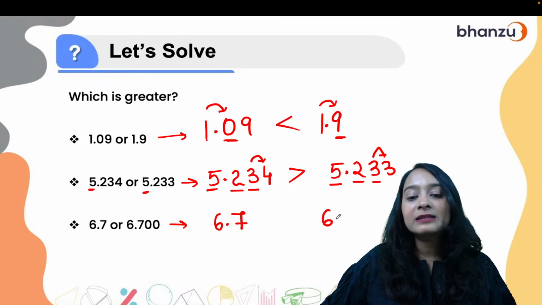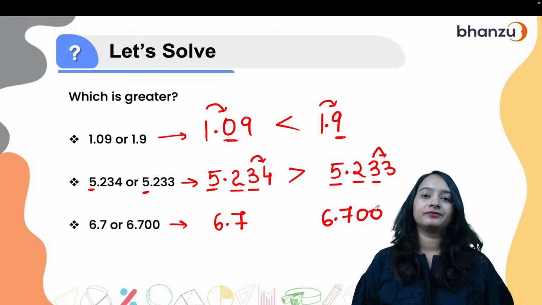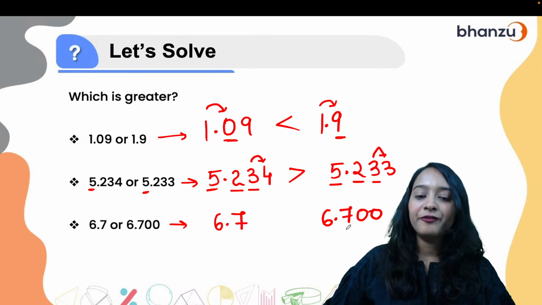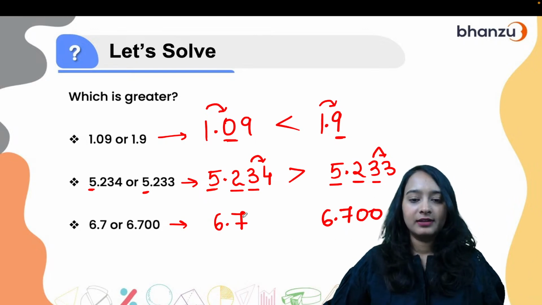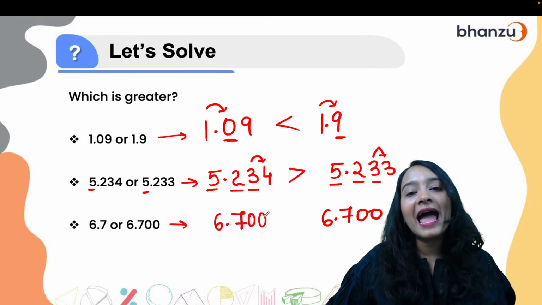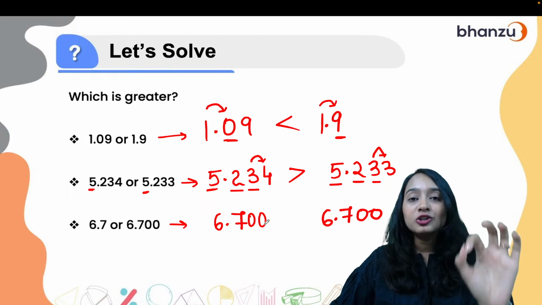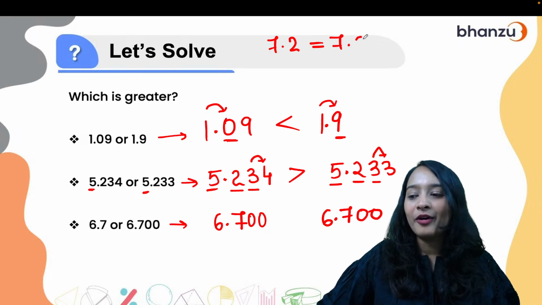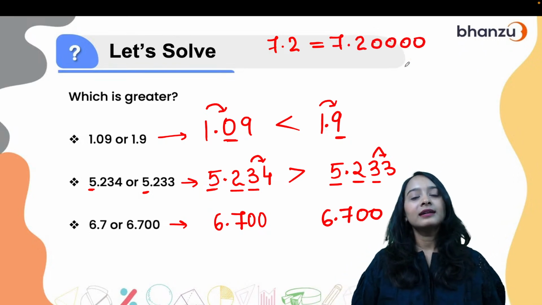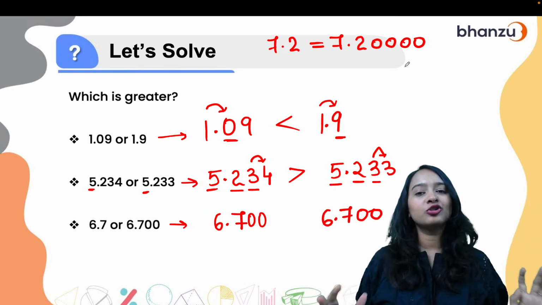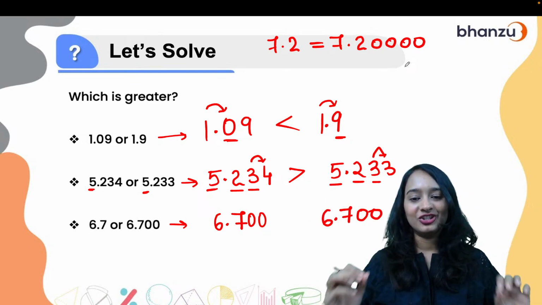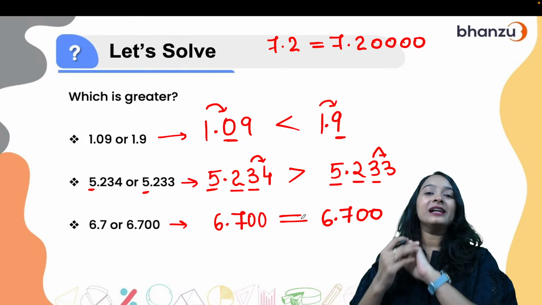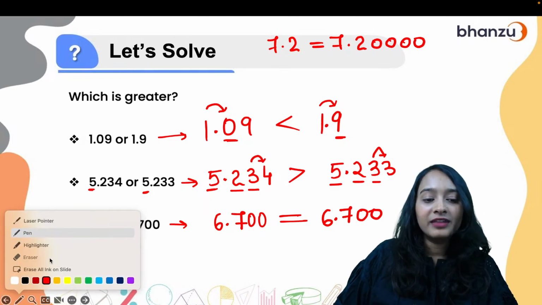Right? Now what about this one? 6.7 and 6.700. Let me tell you something very interesting here. After the decimal point, if you have one single number and after that you have nothing, it is equivalent to saying that I can add as many zeros as I want. The value is not going to change. 7.2 is the same as 7.20000 and so on. It's the same. You add however many zeros you want, the value is not changing. Alright. So that's why we have two equal decimals here. It does not matter if there are zeros or no zeros here.